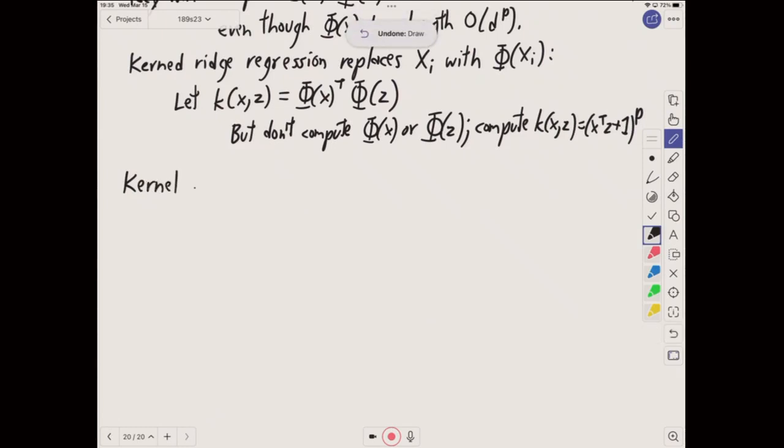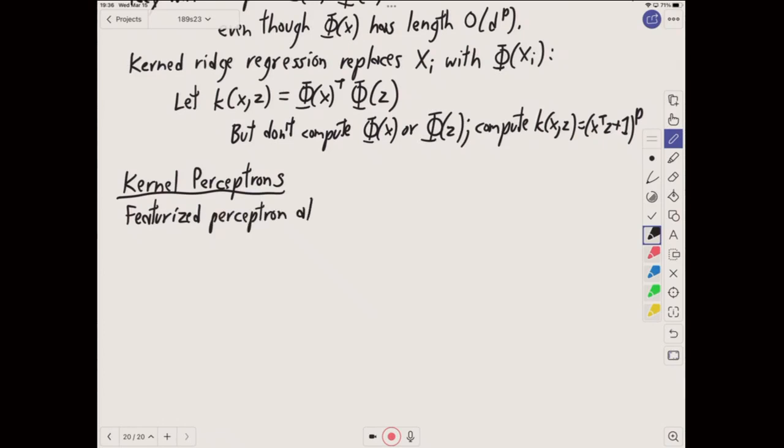Let's kernelize another algorithm. We've seen one kernel algorithm, and that is ridge regression. Let's do kernel perceptrons, using the original or, in other words, lifted sample points.